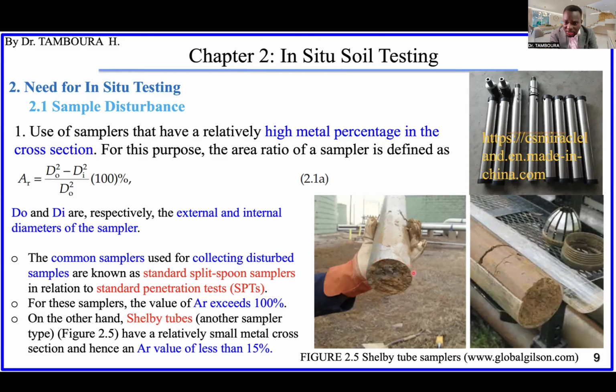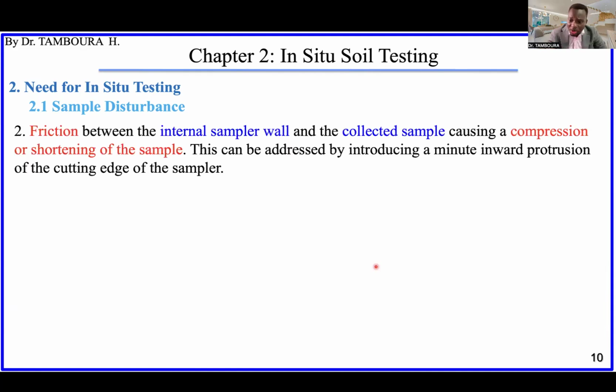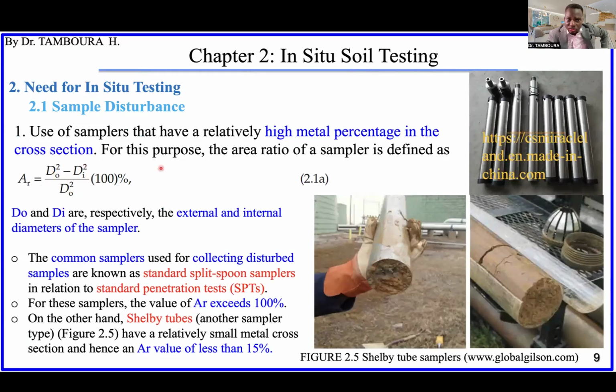However, if this metal is very thin, then it is a very low metal percentage in the cross section. As you can see, these Shelby tubes have a very low metal percentage. These are here. We will come back to this later. This is just for illustration. So these kinds of tubes can have an area ratio of around or less than 15%. So it is very good compared to the soil sample you obtain from the standard penetration test. So the first factor causing soil sample disturbance is this ratio, the area ratio.